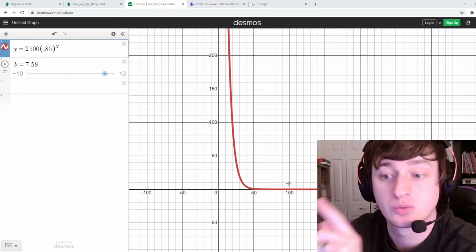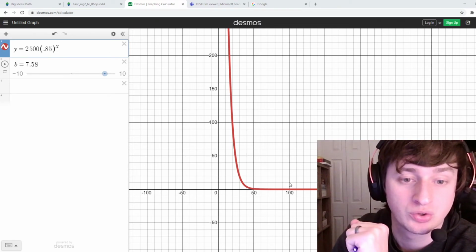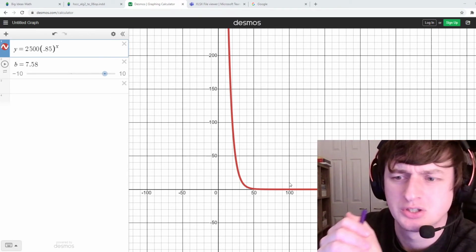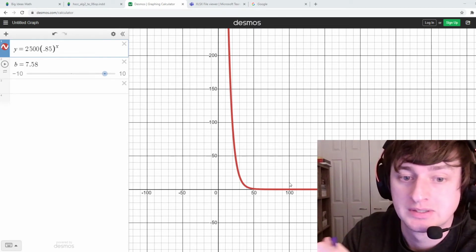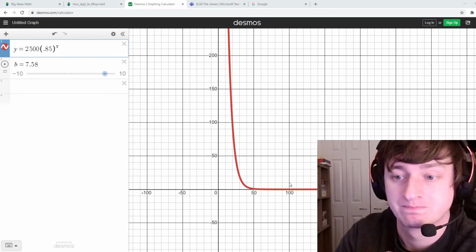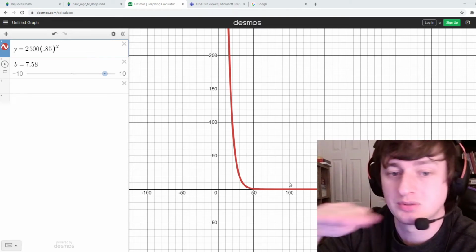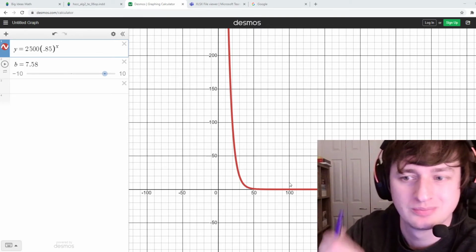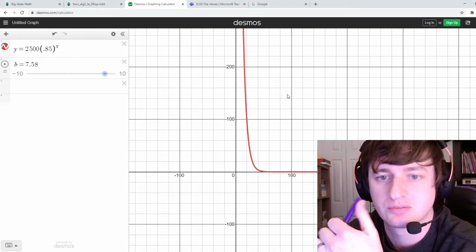Now that's not how the real world works, because the car is always worth however much you can get for the scrap metal or the parts. There's like a baseline value that it's not going to drop below. Car is not ever going to be worth 73 cents, I don't think.